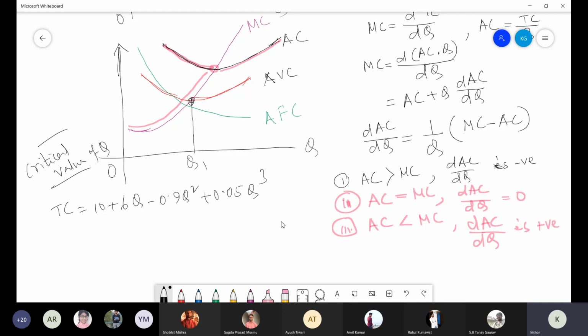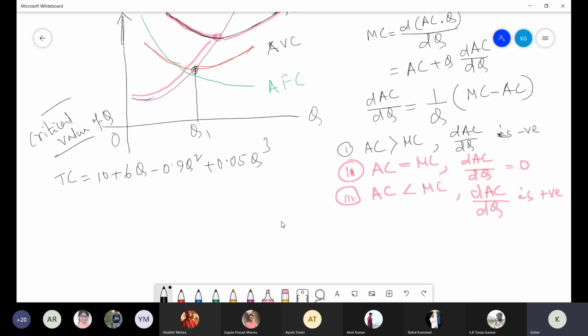In which way? If the equation is like this one, first you find out what AVC is. You can calculate it in different ways, but one way is to find the AVC value. What is AVC from this equation? AVC is, as you already know, 6 minus 0.9Q plus 0.05Q square. Now at the minimum point, the slope of AVC is 0. So for the critical value of output, dAVC by dQ is equal to 0, because this is the minimum point.